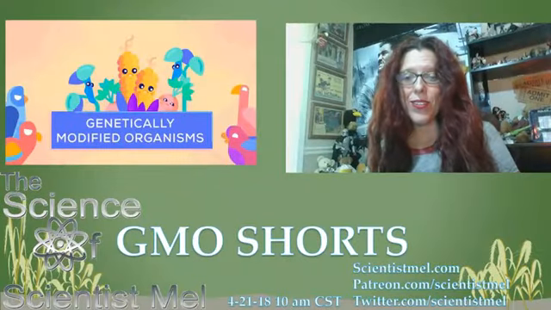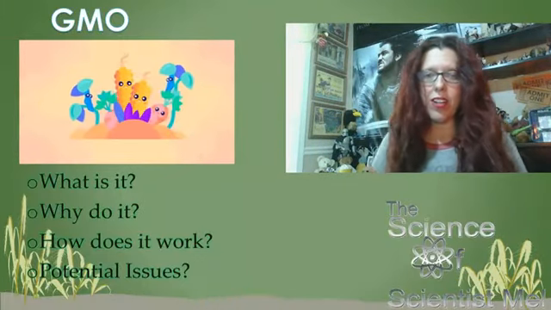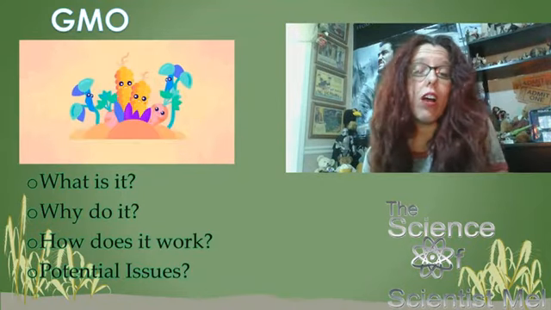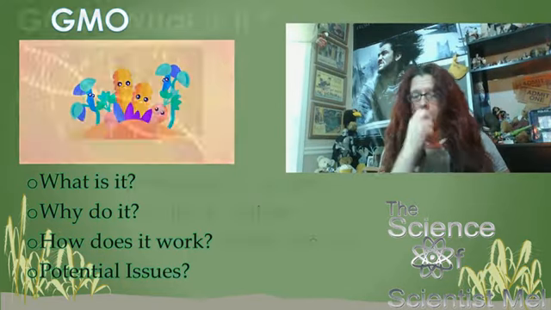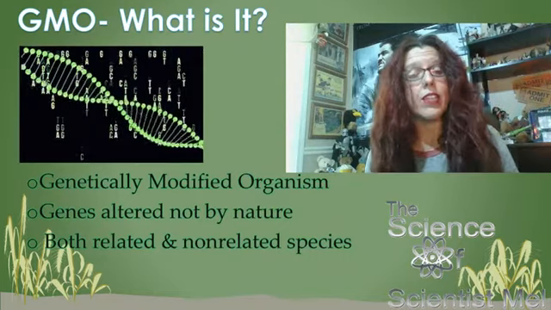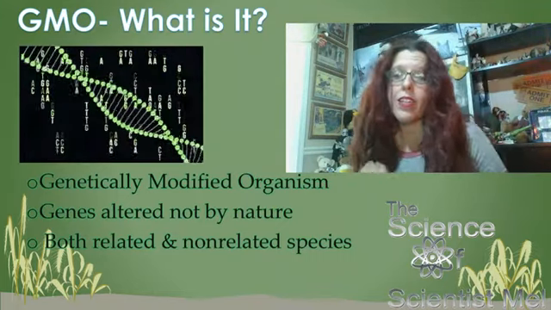All right, so today our topic is GMO. So what are we going to do with that? We are going to talk about what it is, why we do it, how it works, and all of the potential issues associated with GMO. So what is GMO? Well, it's called a genetically modified organism, where genes are altered not by nature, and we can do this with both related and non-related species.